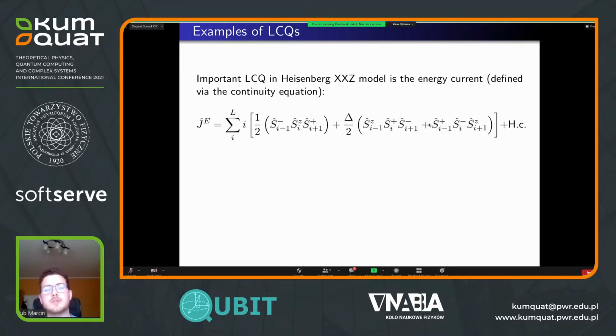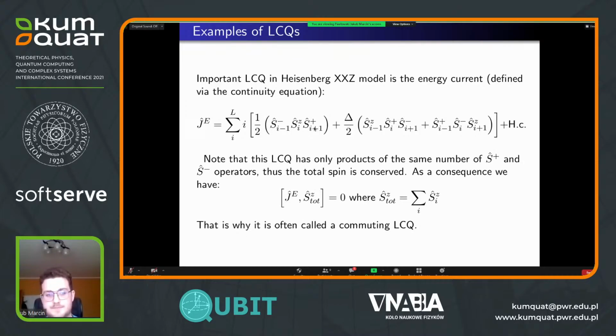What is also important to note about this operator is that these parts have the same number of S plus and S minus operators. That means that when we act with this operator on a state with fixed total z component of the spin, we get back a state with the same spin. And that means that this operator commutes with the total Sz spin operator. This is why it's often called a commuting local conserved quantity.